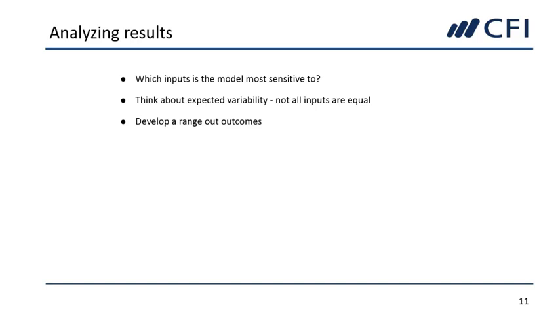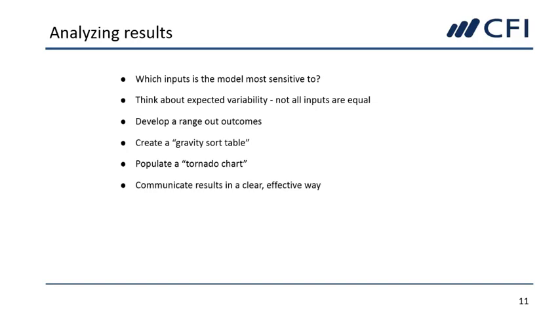We should develop a range of outcomes based on different scenarios and probabilities. One way to do this is to create what's called a gravity sort table. A gravity sort table takes all of the inputs and organizes them based on formulas. It then allows us to populate a tornado chart. The tornado chart illustrates very clearly how much the share price will move in this example based on changes in inputs and drivers. All of this combined will allow us to communicate the results in a very clear and effective way.